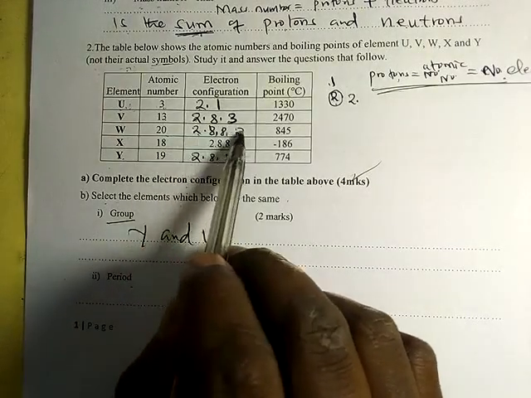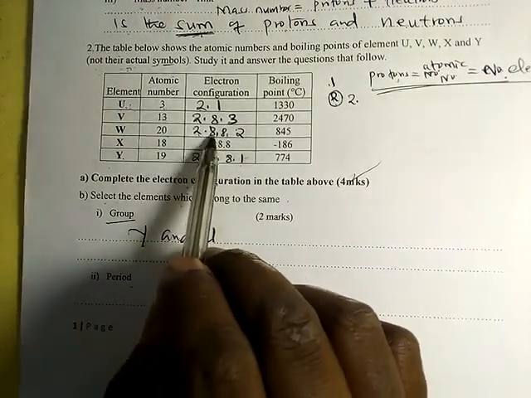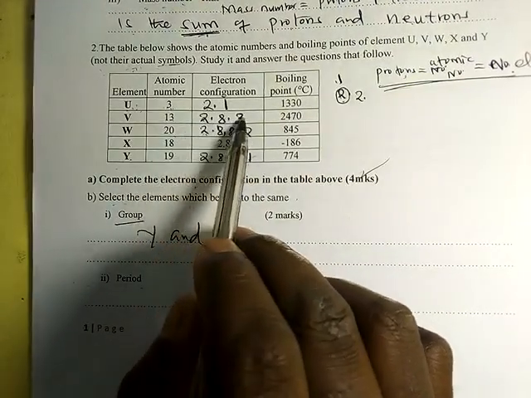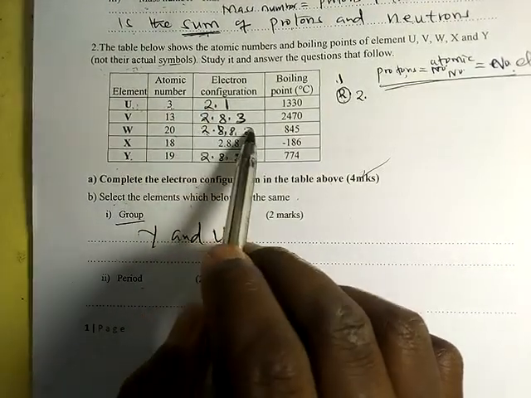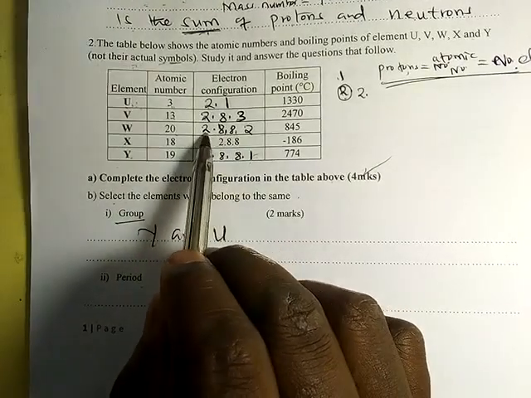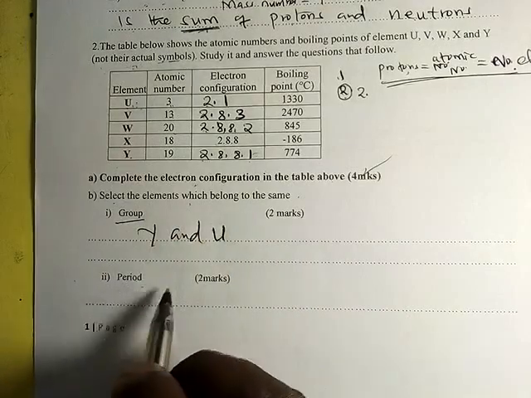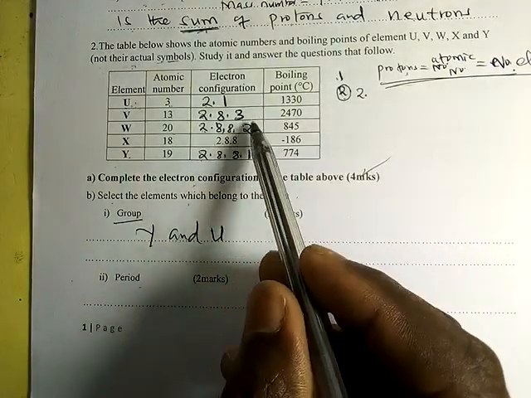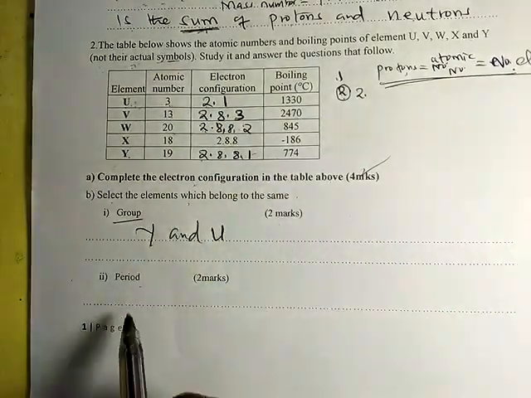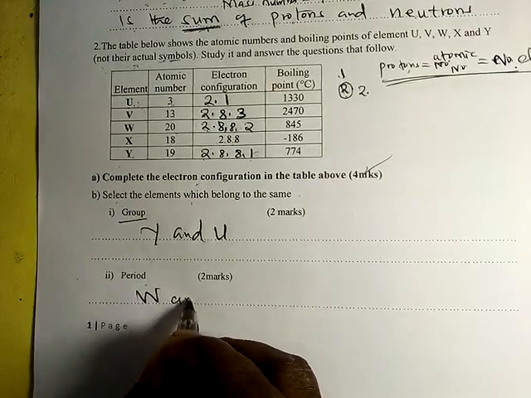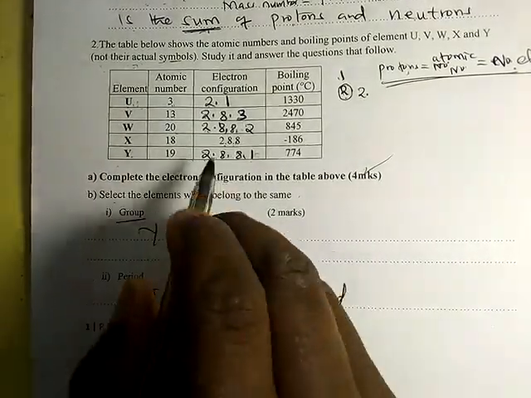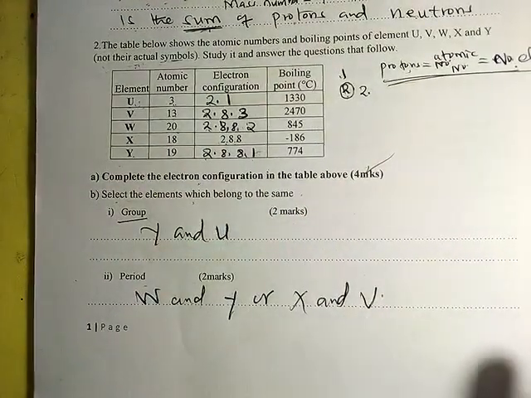Period, we count the energy levels: 1, 2, 3, 4. This one has 2 periods. This is period 2, period 3, period 4, period 3, period 4. So there are many elements in the same period. These and these are on the same period. So you can write W and Y, or X and V. They are the same period.